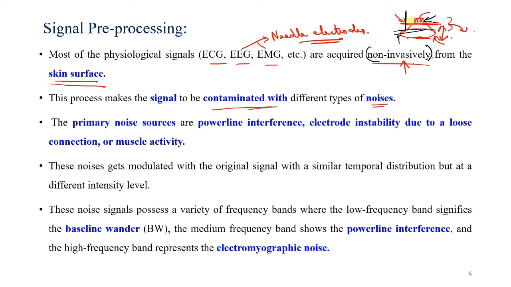Apart from this, since these electrodes are exposed to the environment, they are prone to power line interference.